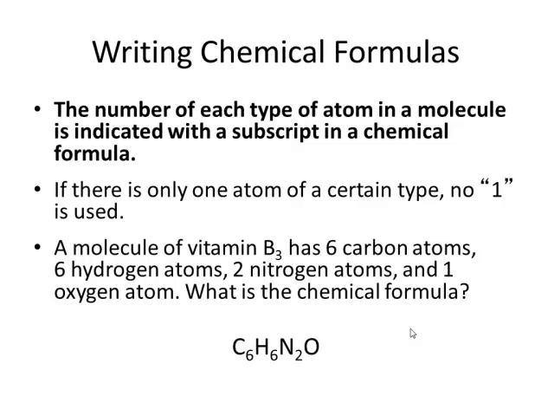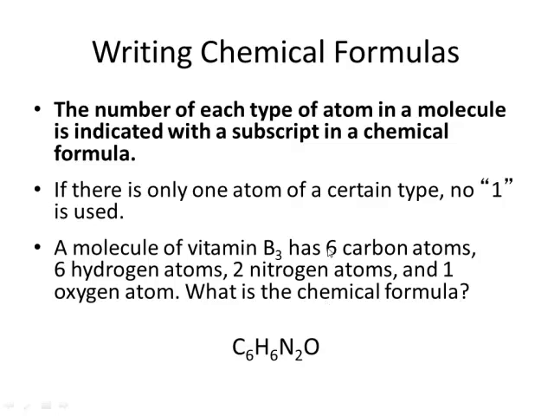Now, writing chemical formulas: the number of each type of atom in a molecule is indicated with a subscript in a chemical formula. If there's only one atom of a certain type, then you don't have to put a 1. You just put the symbol. So a molecule of vitamin B has 6 carbon atoms, 6 hydrogen atoms, 2 nitrogen atoms, and 1 oxygen atom. What is the chemical formula?